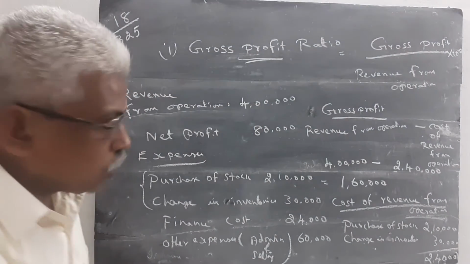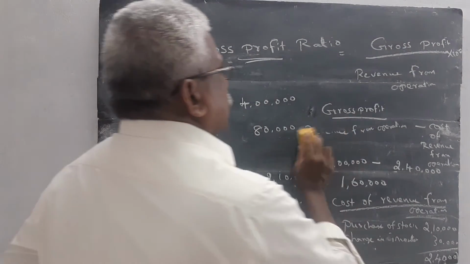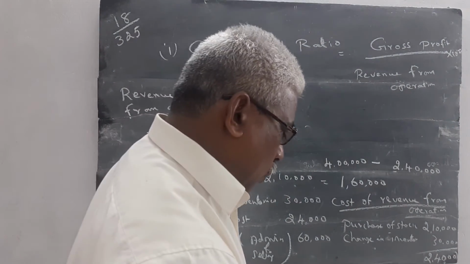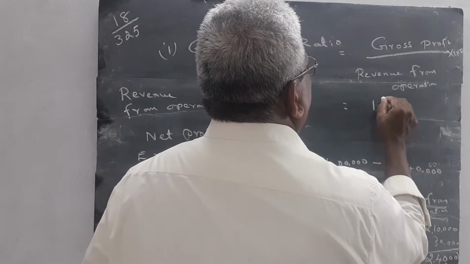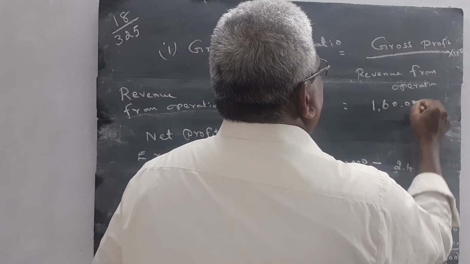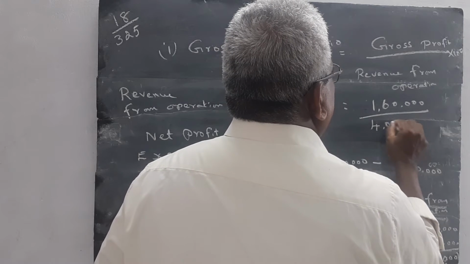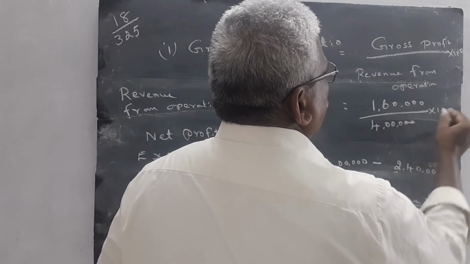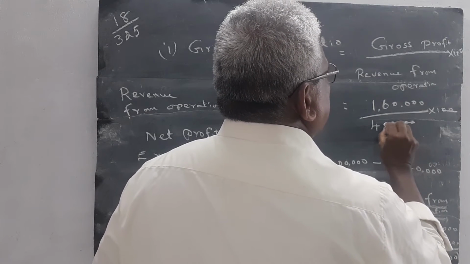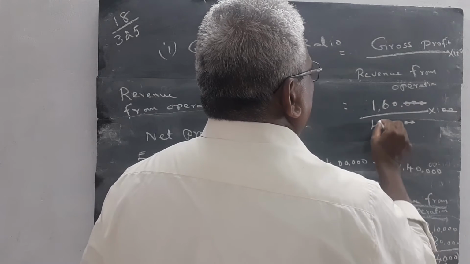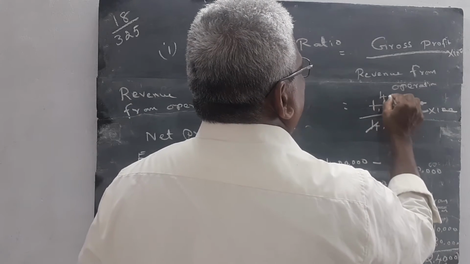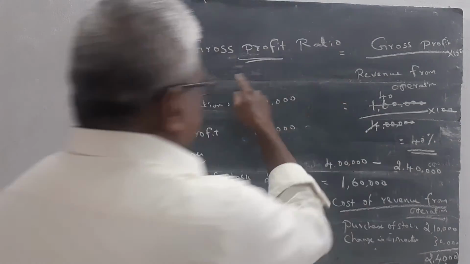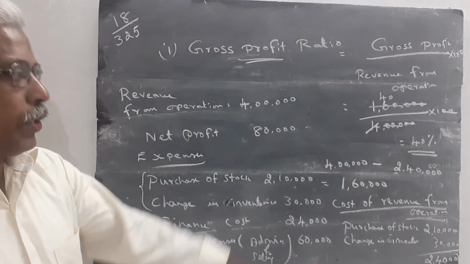Now we calculate the answer. Gross profit is 1,60,000, revenue from operation is 4 lakh, into 100. So we can cut these two zeros and these two threes, this 30 and this 30. We get 4 fours are 16, 40, that is equal to 40%. So gross profit ratio is equal to 40%.